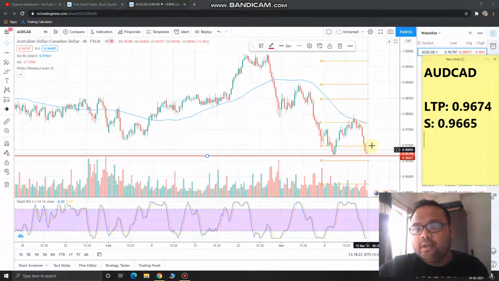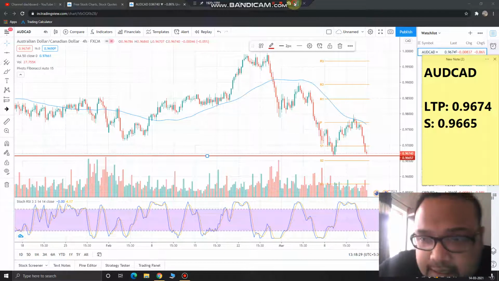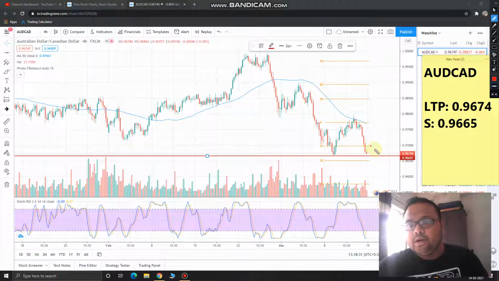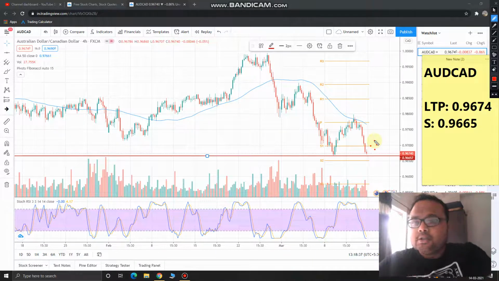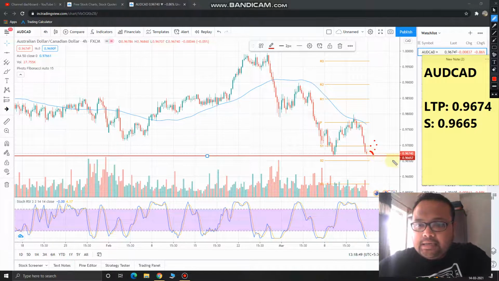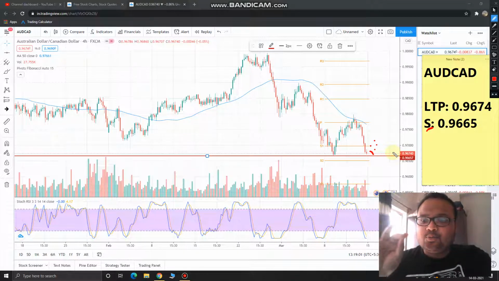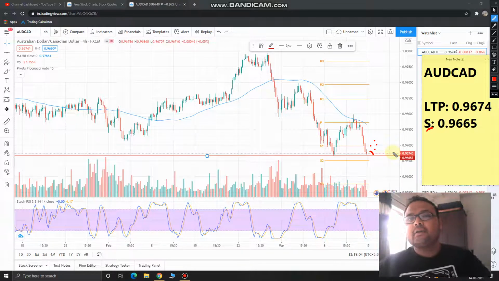So we need to see how the market reacts after the opening on Monday. If we see that market has opened somewhere around here, then just wait and watch. Just observe the market, just try to understand the market psychology. In case market comes down, then just observe how the price reacts in this support range. This level is very important for the market as of now. 0.9665. If you see that this level is providing the required support to the market, then it's well and good.